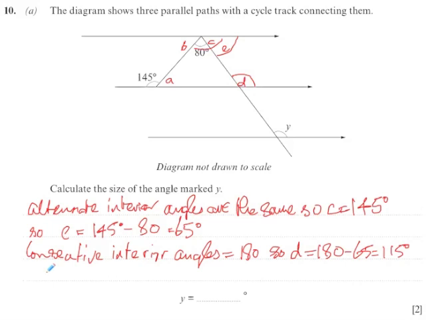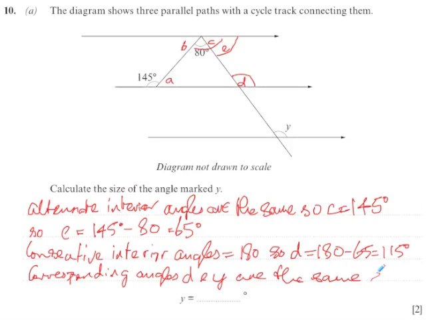And we know corresponding angles, these are corresponding angles, D and Y, corresponding angles D and Y are the same. So Y equals 115 degrees.